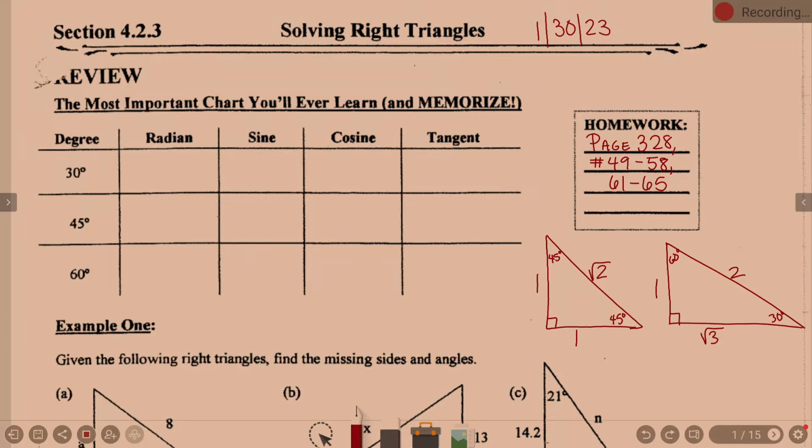One more day in lesson 4.2, and this is officially solving right triangles. Now, before we get to that, I want to review the chart, okay? This chart we will quiz on.